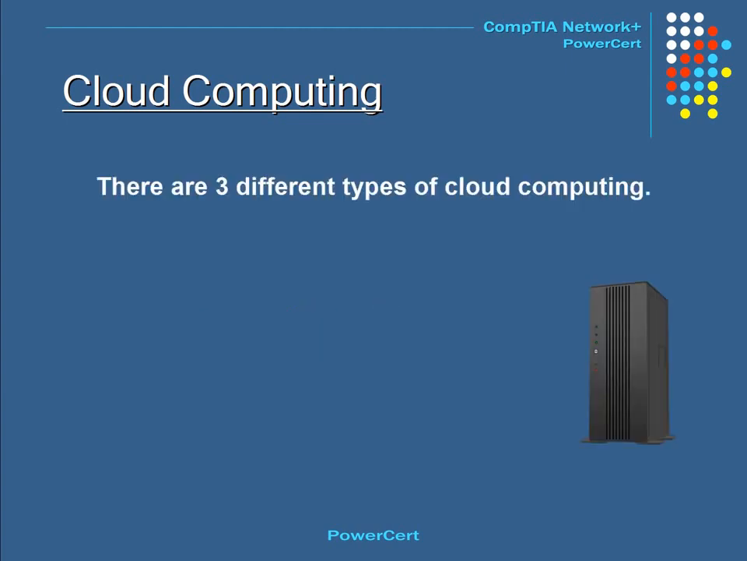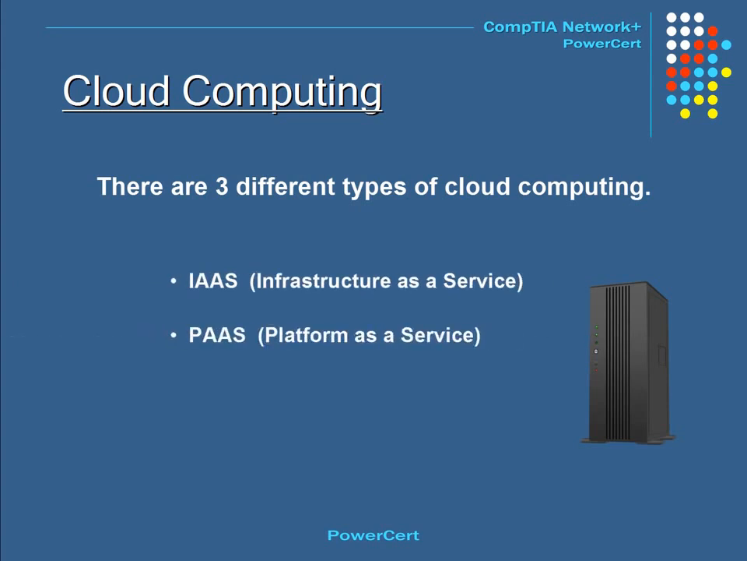Now there are three different types of cloud computing. There's infrastructure as a service, or IaaS, platform as a service, or PaaS, and software as a service, or SaaS. Now these three vary in control and flexibility, so it's up to the user to decide what suits their needs.